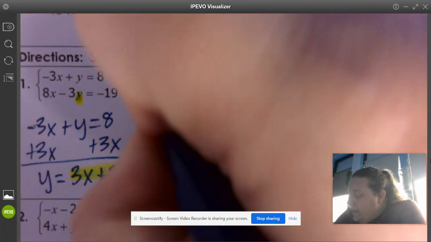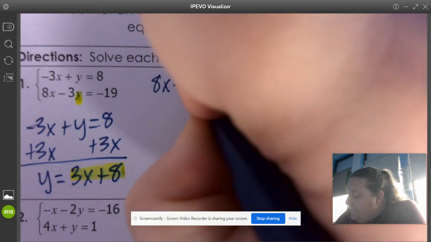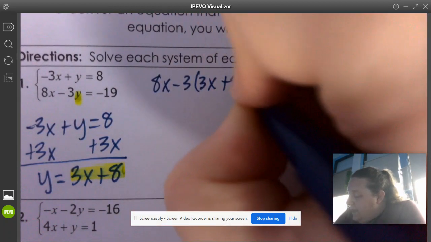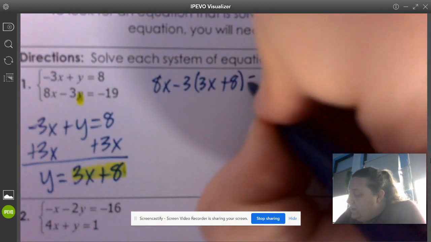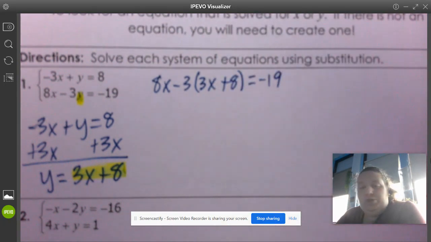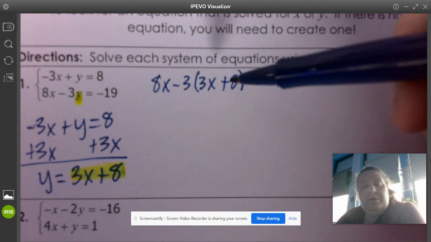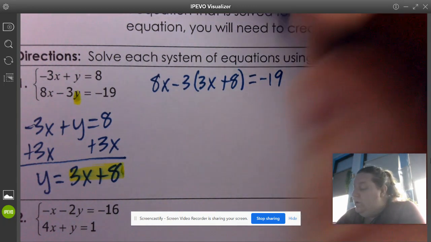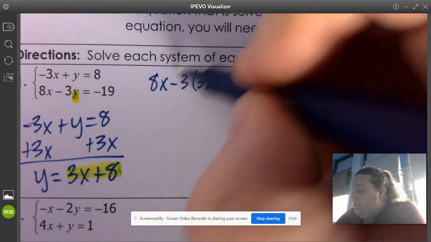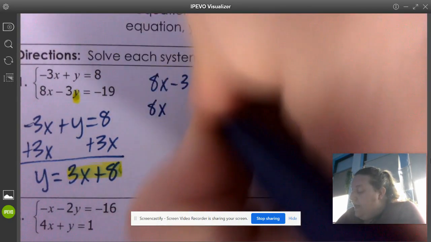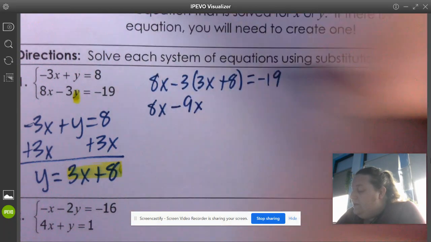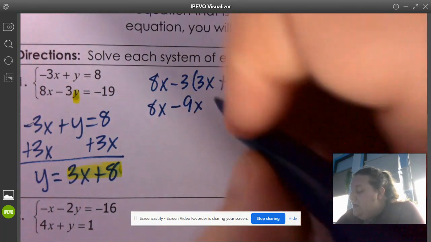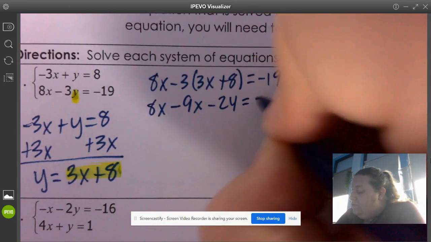So this says 8x minus 3 times 3x plus 8 is equal to negative 19. So at this point, I can see I have the same variable I'm working with. I can solve for this. So you're just going to want to make sure that you follow the steps to solve an equation. So distributive property first. So I'm just going to bring down the 8x. Negative 3 times 3x is negative 9x. Negative 3 times 8 is negative 24.